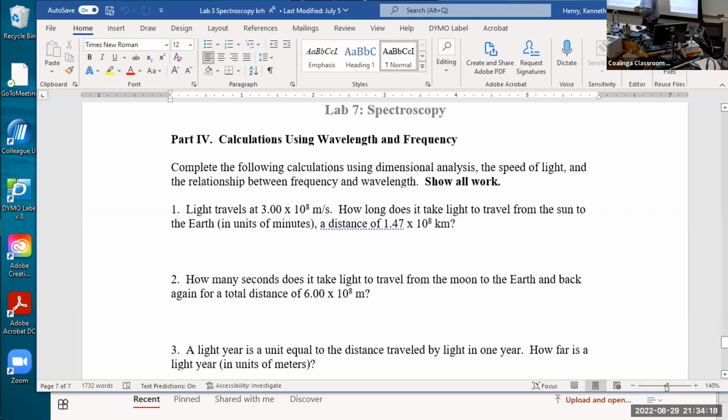Light travels at 3.00 times 10 to the 8 miles per second. How long does it take light to travel from the sun to the earth, in units of minutes? A distance of 1.47 times 10 to the 8 kilometers.